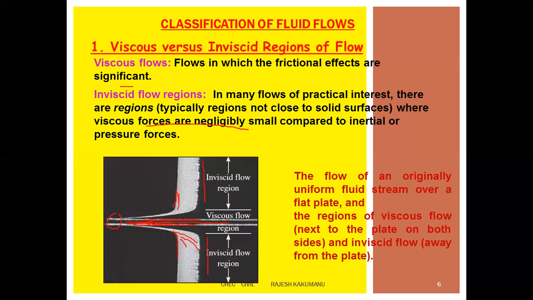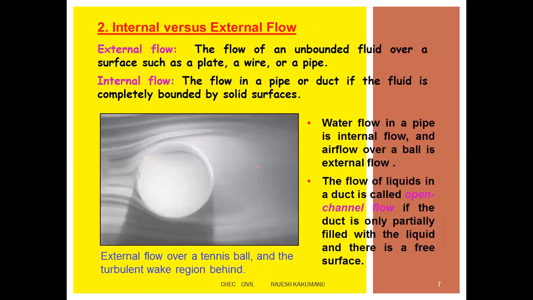That is nothing but viscous flow and inviscid flow regions. The flow of an originally uniform fluid stream over a fixed plate has regions of viscous flow next to the plate on both sides, and inviscid flow away from the plate, obviously, right? Next.